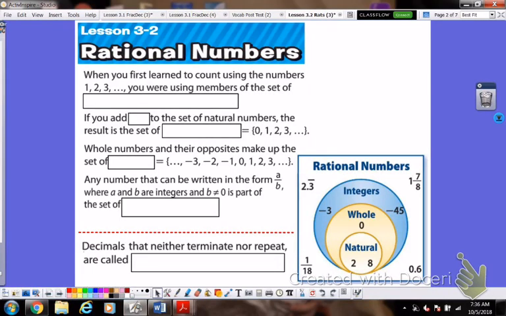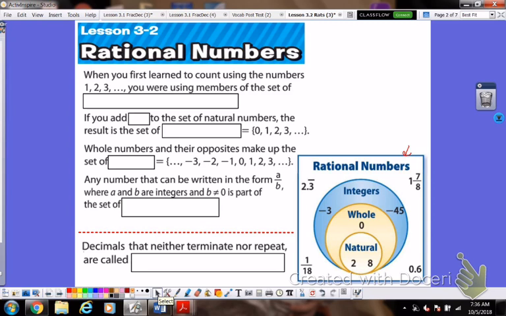So we'll be doing lesson 3-2 today. 3-2 is talking about rational numbers. This lesson is a lot of vocab words. So if we see down here, we have our number categories. So we're going to go through what some of them are.